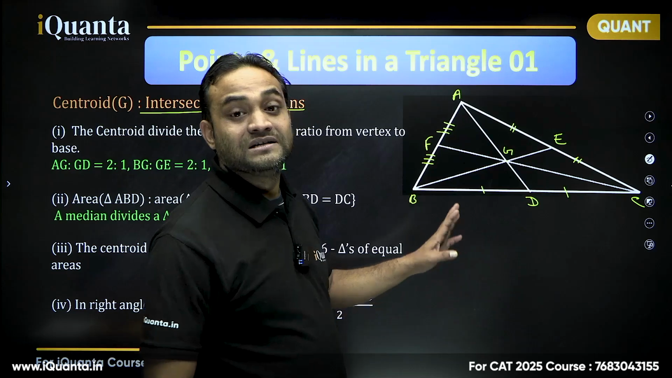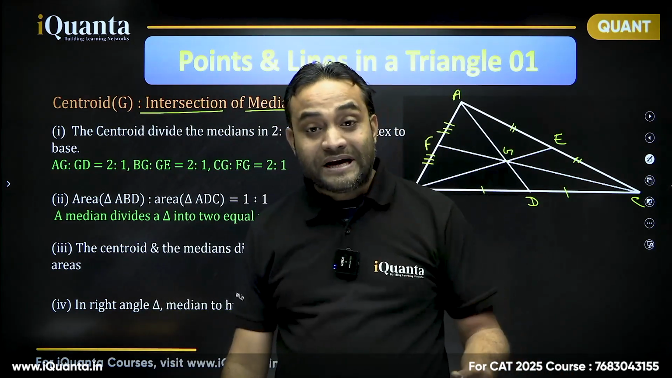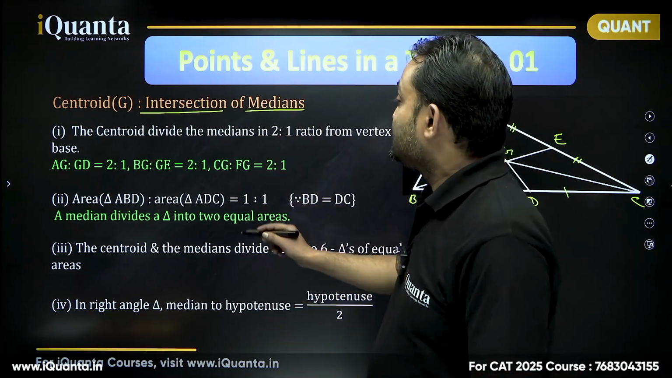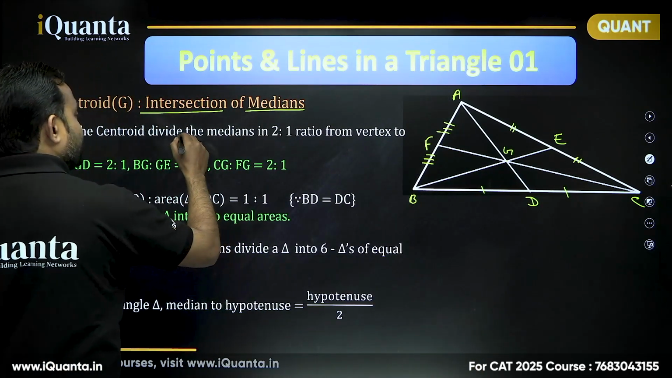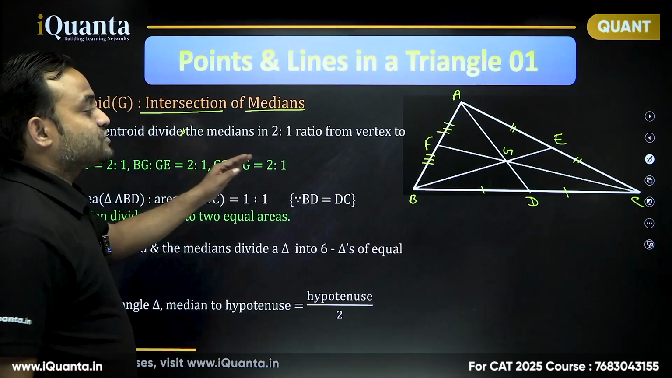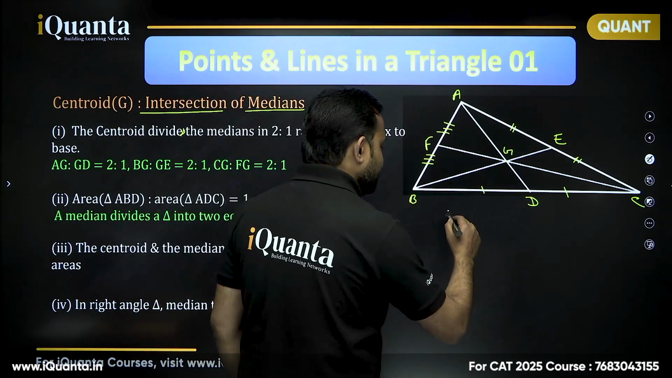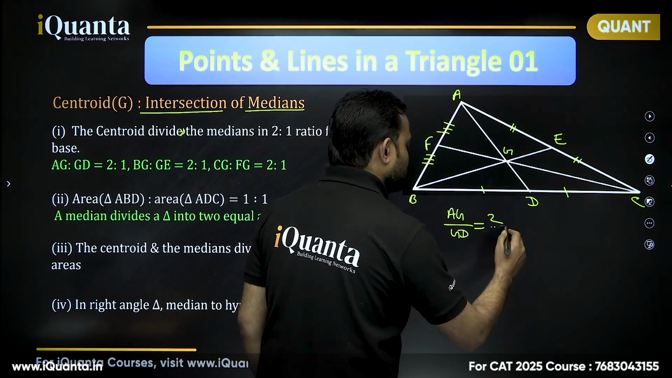G is nothing but centroid. Now what do we know about centroid, medians and their properties? So first, most important part, the centroid divides the medians in 2:1 ratio from vertex to base. That means AG upon GD will be equal to 2 by 1.